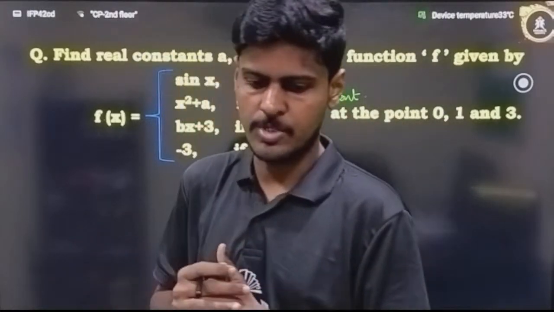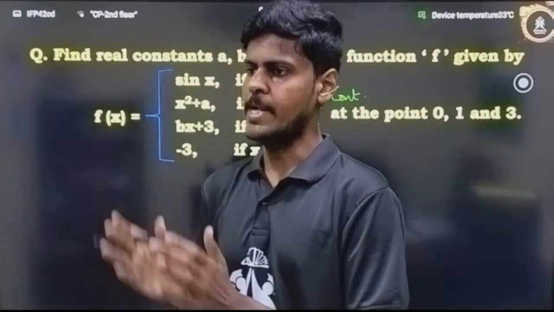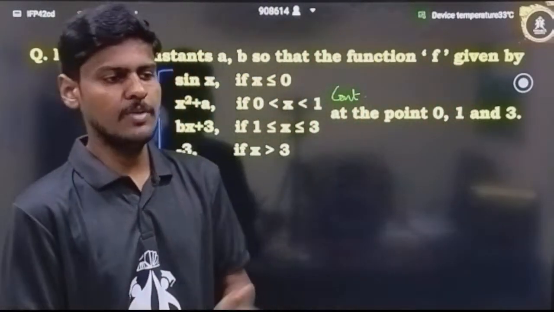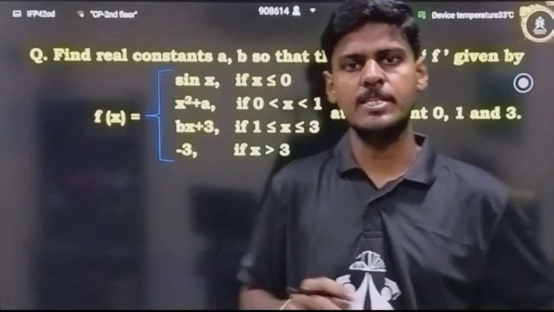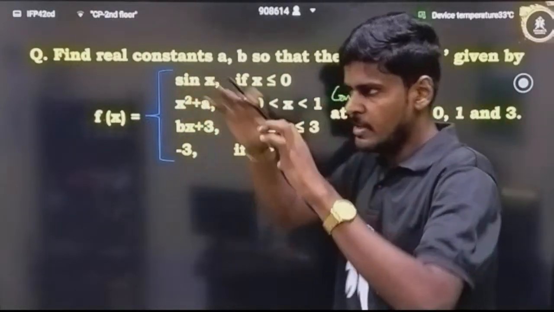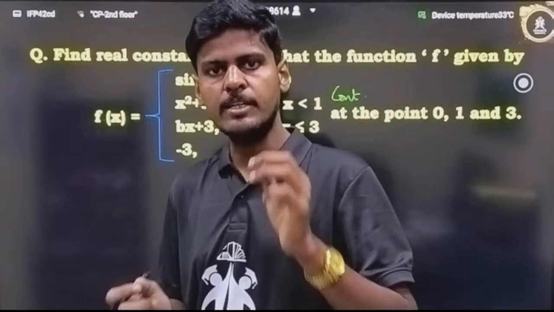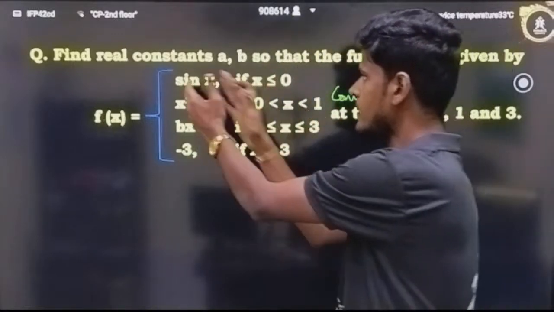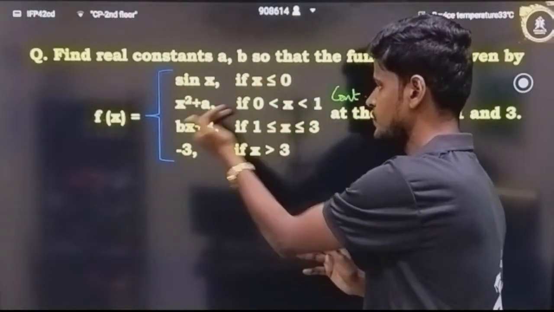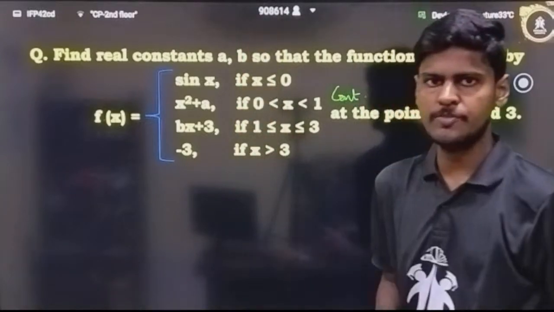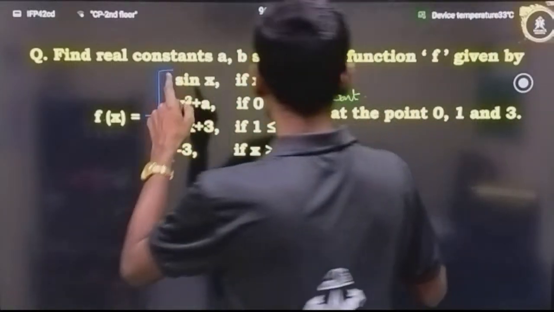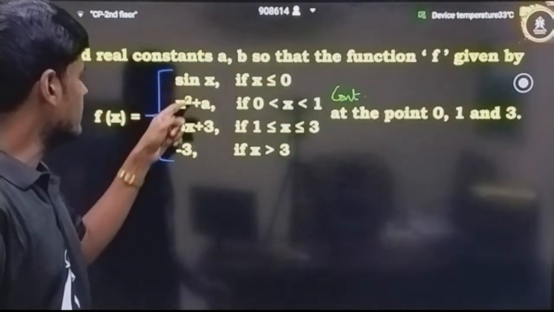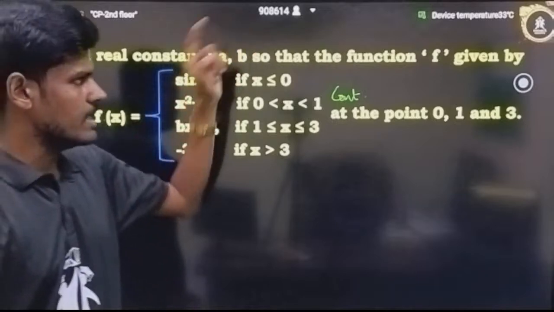What they will ask in your board questions is to prove if a function is continuous or not. That means we have to calculate the limits and function value and check. That is what we have discussed in previous examples. Now the next type of question can be, they have given the function is continuous and we have to find the value of some a and b, alpha, lambda, some constant values. So here sin x, x square plus a, bx plus 3 and minus 3. They have defined a piecewise function like this and they have also given this function is continuous at 0, 1 and 3 and we have to find the real constants a and b.